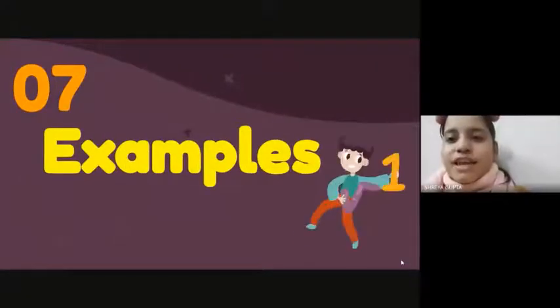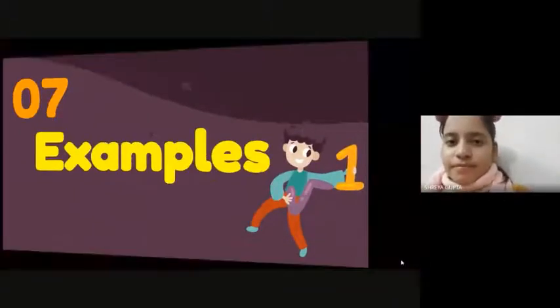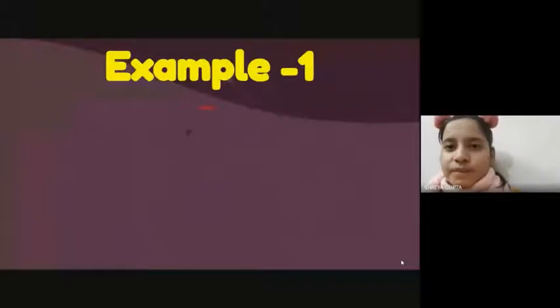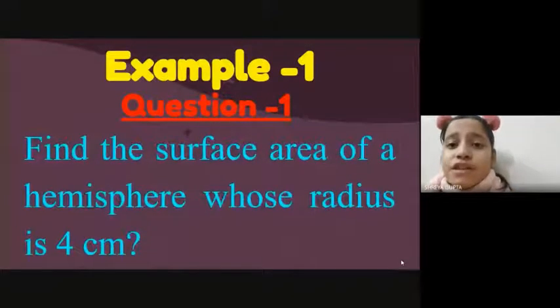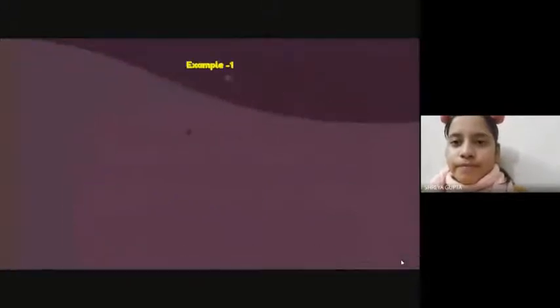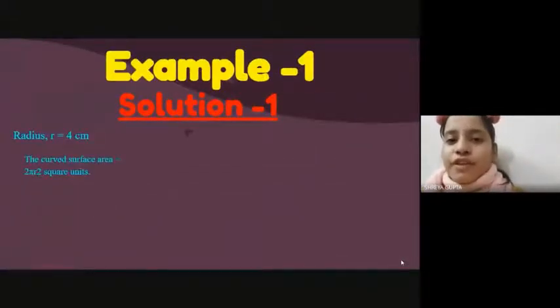Now let us understand hemisphere with some examples. Example 1. Find the surface area of a hemisphere whose radius is 4 cm. Here is the solution of the question.